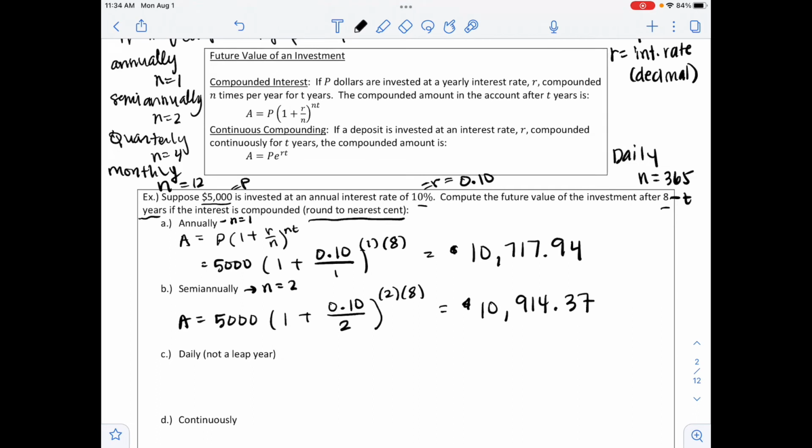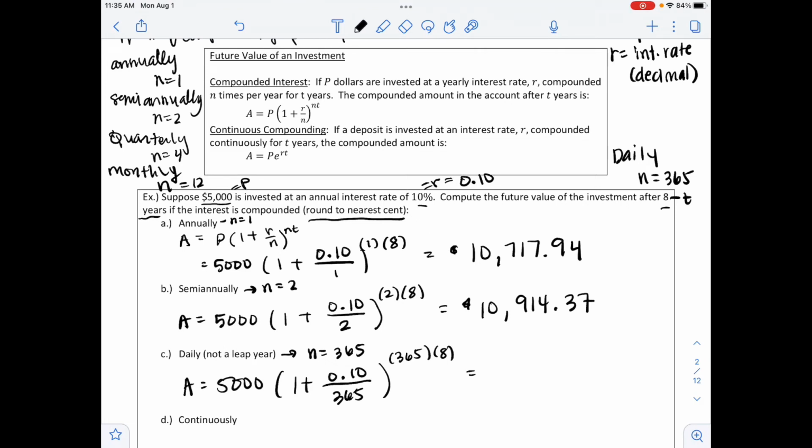Part C says daily, and it says not a leap year. So every now and then you'll see something that says leap year, and that would be where N would be 366 with that extra day. But for us, it's going to be 365, which is typically what we would have. So A is going to be equal to 5,000 times 1 plus R, which is 0.10, divided by N, which is 365, raised to the 365 times 8.